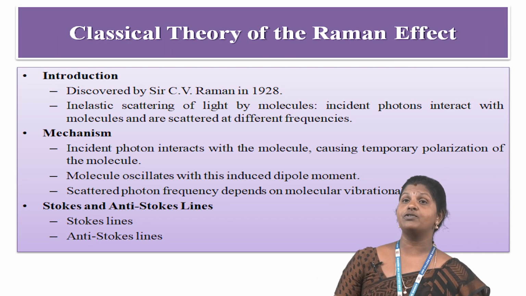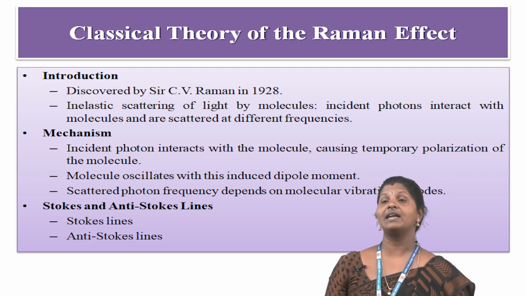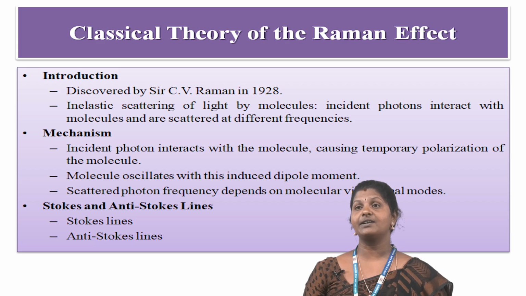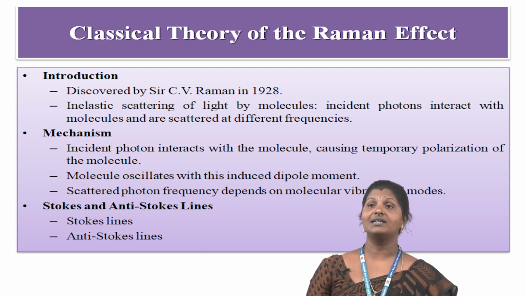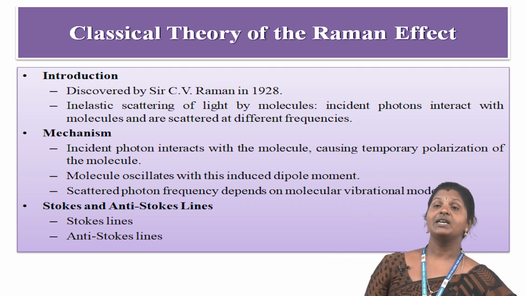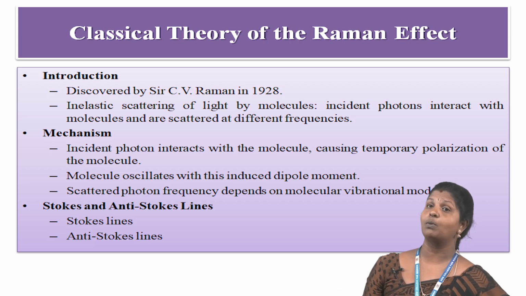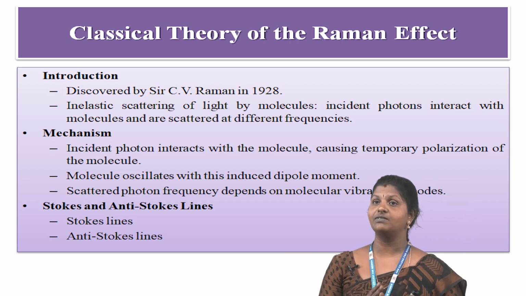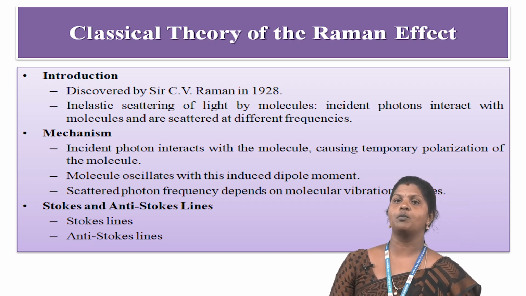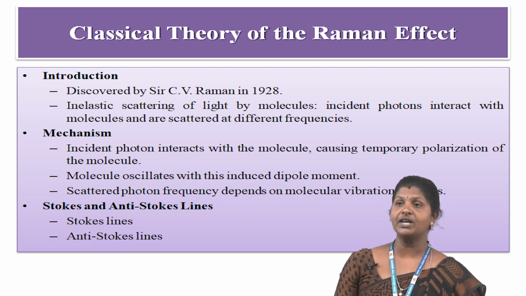Then the classical theory of the Raman effect, introduction. The Raman effect was discovered by Sir C.V. Raman in 1928. It is inelastic scattering of light by molecules: incident photons interact with the molecule and are scattered at different frequencies. The mechanism of classical theory: incident photons interact with the molecule, causing temporary polarization of the molecule. The molecule oscillates with this induced dipole moment. The scattered photon frequency depends on the molecular vibrational mode.